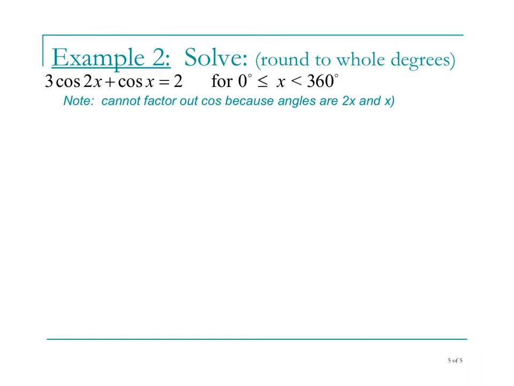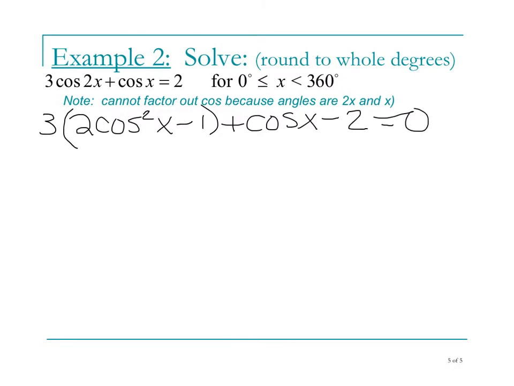When I look at example 2, I have 3 cosine of 2x plus cosine x equals 2. And if I look at the note, I'm reminded that I can't factor out the cosine because the angles are different. I have a 2x and I have an x. So I really need to take this angle here and expand it. So I'm going to bring the 3. I don't want to use the cosine squared minus sine squared because then I'm going to have another function in there. So I'm going to use the cosine one, and that's going to be 2 cosine squared x minus 1 plus cosine x, and I'll bring the 2 over and set it equal to 0.